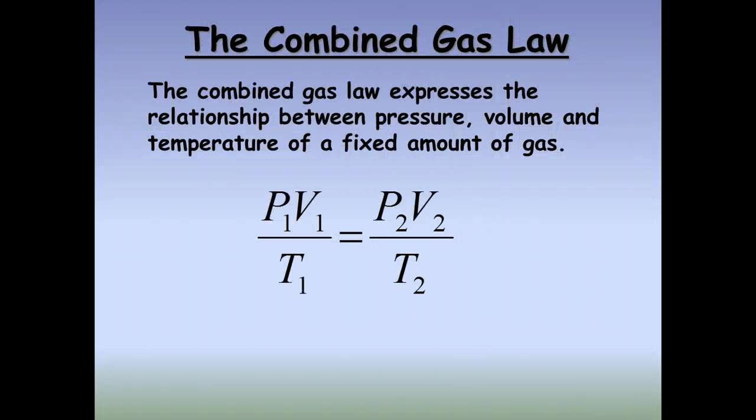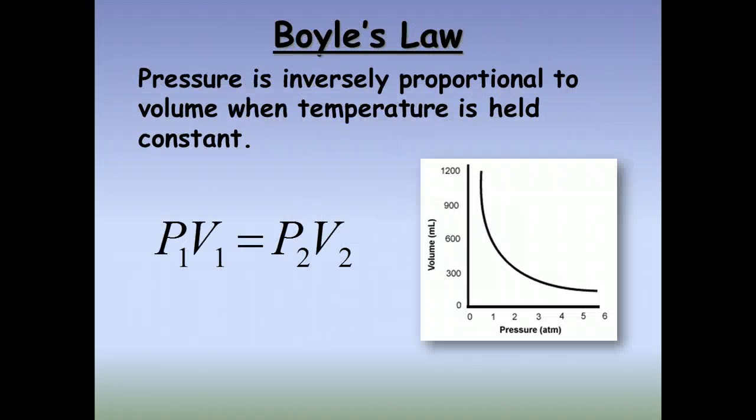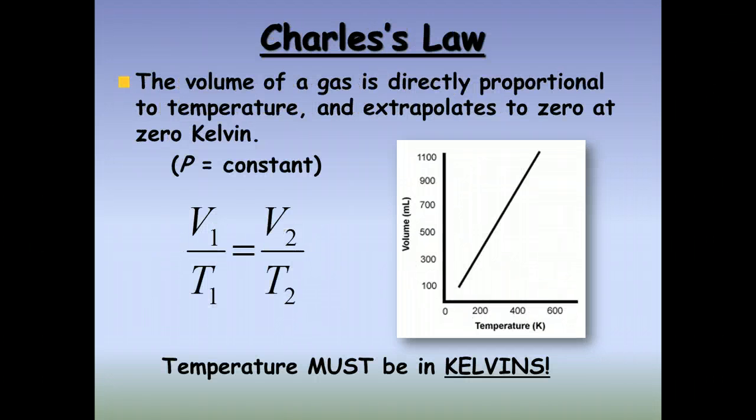So, combined gas law is that P1V1 over T1 equals P2V2 over T2. So, pressure, volume, temperature. Only trick to knowing this is that temperature must be in Kelvin. Pressure and volume can be in any units. Boyle's law is the first one, and that one's that pressure and volume are inversely proportional when temperature is held constant. Charles' law is the second one.